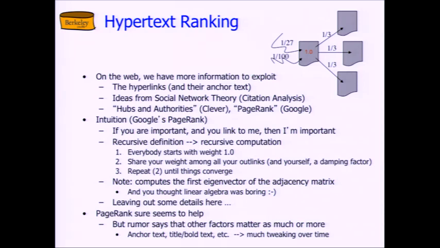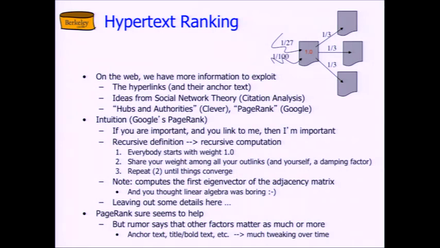So it's used a lot in marketing now and things like that. So the intuition, and PageRank is a very simple algorithm to describe, so it became kind of popular to describe. The intuition is something like this. If you're an important person or page, and you point to me, well, then I'm an important person. Okay?